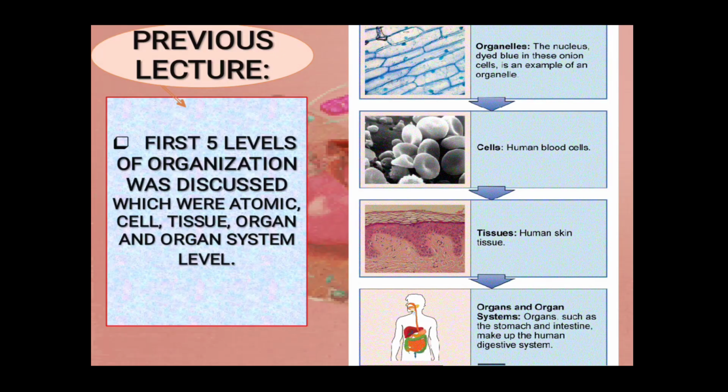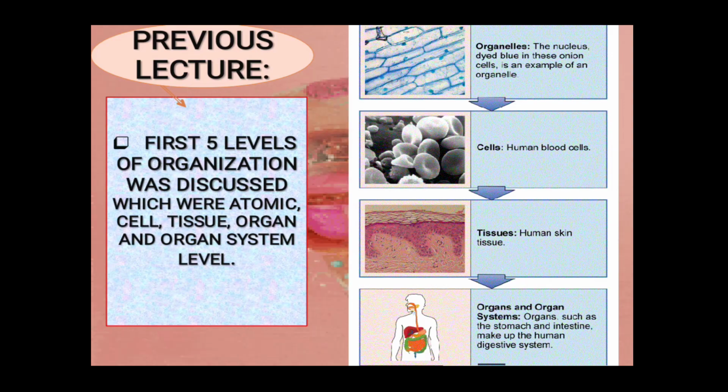First of all, a short recap of our previous lecture. In our previous lecture, the first 5 levels of organization were discussed, which were atomic, cell level, tissue level, organ level and organ system level. Now we revise these 5 levels shortly. First of all, the atomic level.